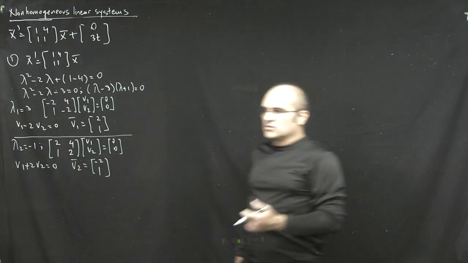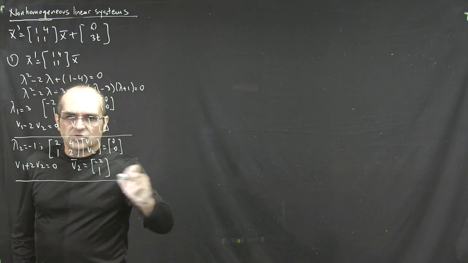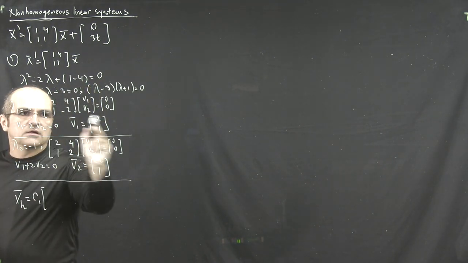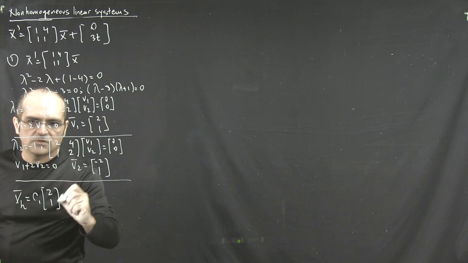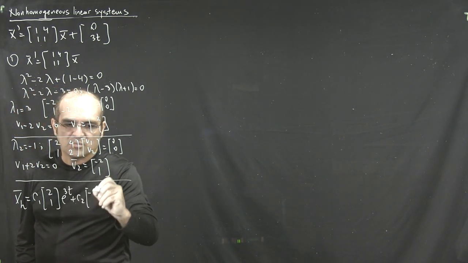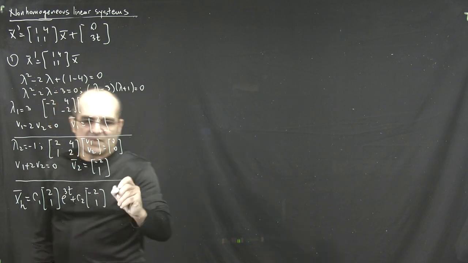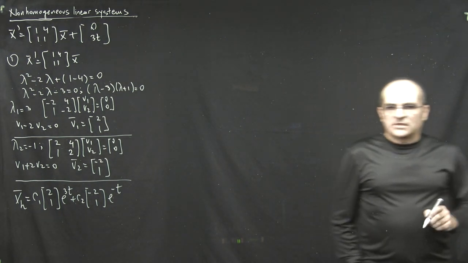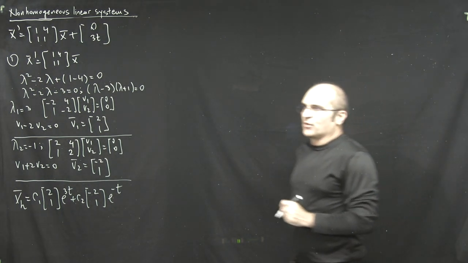So we're done with the homogeneous part. Let's write down the solution. C1 [2, 1] e to the 3t plus C2 [-2, 1] e to the minus t. So that's the homogeneous part. Let's look at the particular solution.